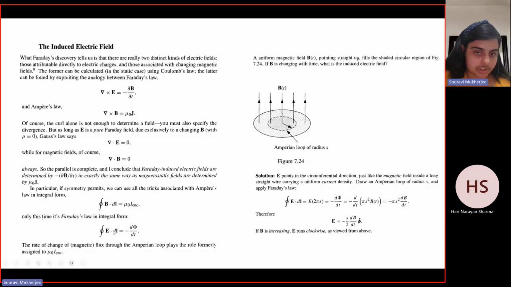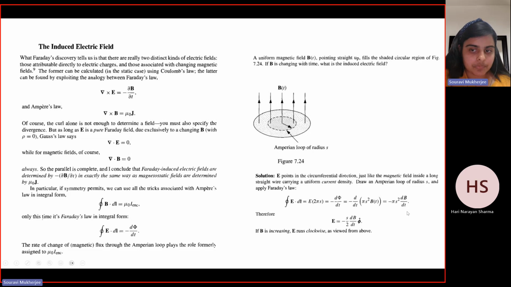So if you use this relation, we take a small Amperian loop of some radius s inside this region and we do a line integral. So what do we get? E into 2 pi s is equal to minus d phi dt. And what is phi? Phi is nothing but area, that is pi s square into B, right? So that means now you know how the EMF is dependent on the rate of change of magnetic field, right?